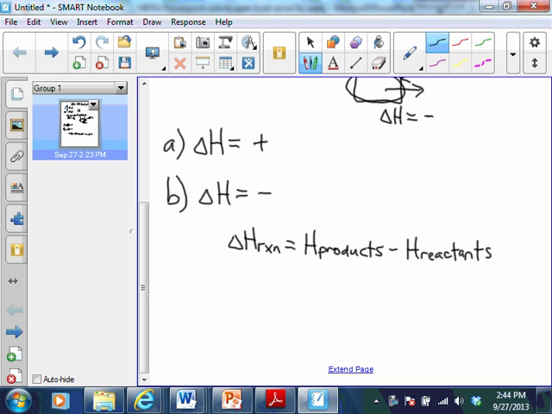But extensive means that it depends on the amount of the substance that you have, okay? So in other words, you burn a mole of butane, you get a certain amount of heat. You burn 2 moles of butane, you get twice as much heat out of that. And that makes sense, doesn't it? Okay? It's amount dependent is all that means, okay?